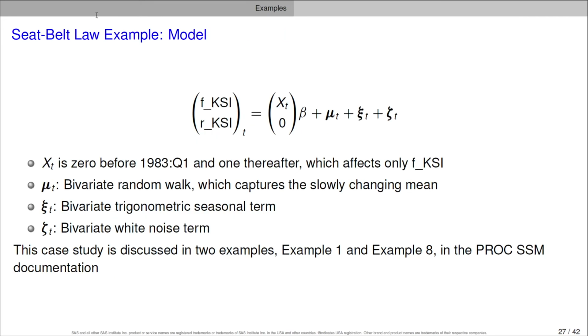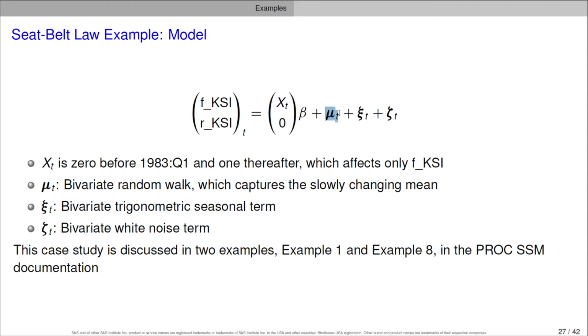Now, here is the model that we consider for these series. This is a bivariate series with the first element of the response vector FKSI, the second element of the response vector RKSI. And here is the regression term. In the regression term, we have xt, which is basically an indicator of the start of that seatbelt law. So it's 0 before 1983 Q1 and 1 thereafter. And this variable is supposed to affect only the FKSI, the front passenger. For the rear passengers, the regression is 0.